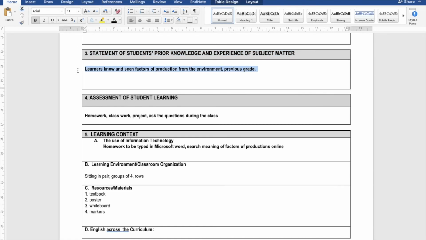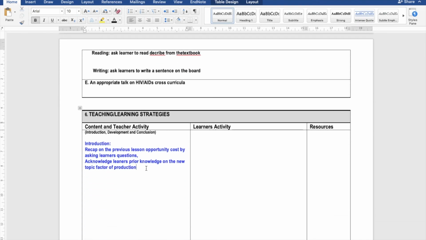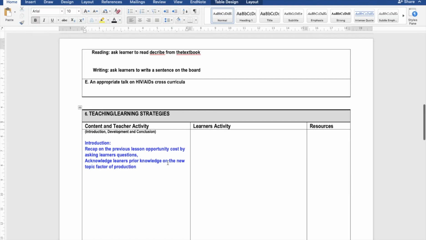Whatever you said here, learners know factors of production from the environment, from the previous grade or so. You just simply ask them, okay, who knows the factors of production? What are the factors of production? You can even ask them questions, okay? So whenever you say acknowledge learners' prior knowledge on the topic, how are you going to do it? Again, you say ask them questions.